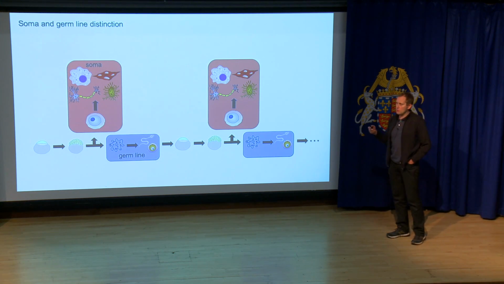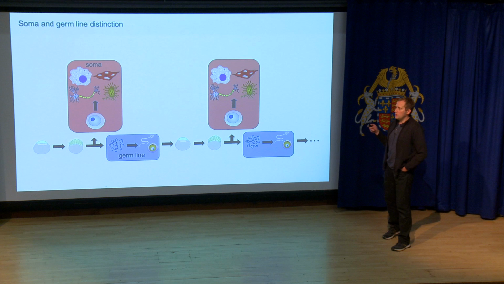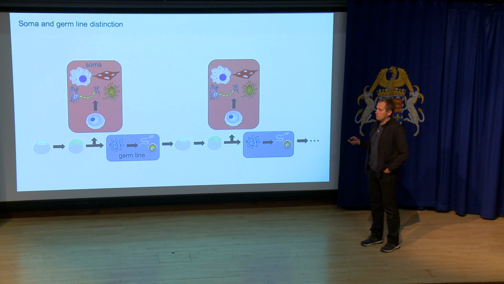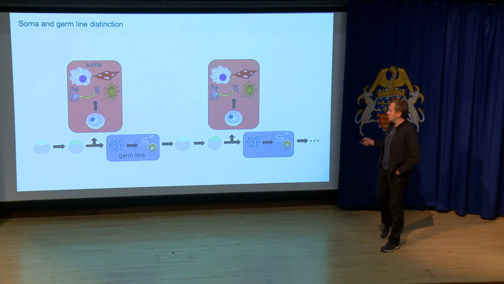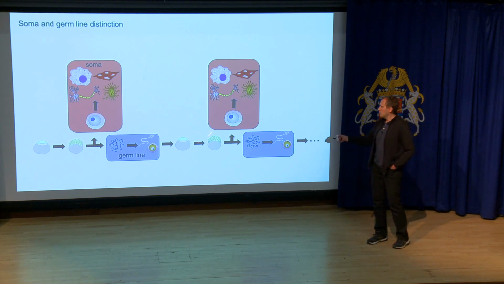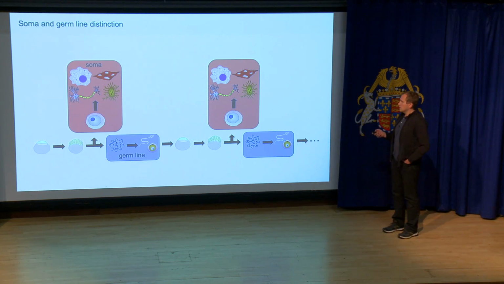So overall, if there are any mutations happening in the soma, they are never passed to the next generation, whereas mutation in the germline will affect the offspring. I don't have time to talk about it, but there is an amazingly interesting immune system in this germline. They are very, very special, these cells.